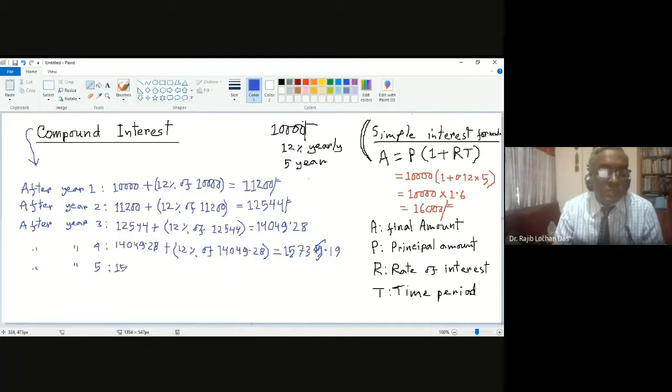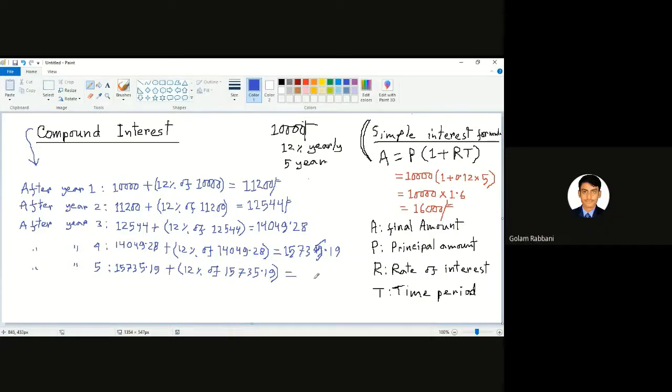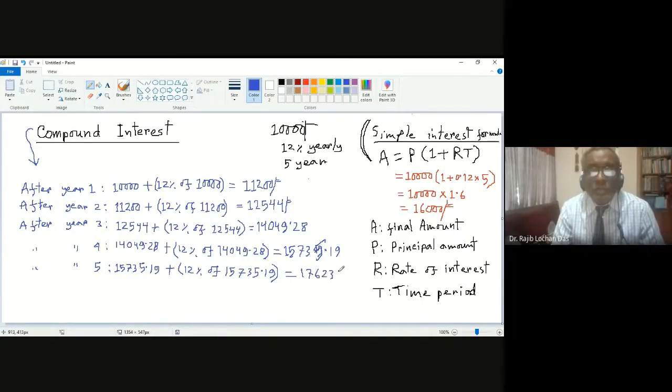So you do the same thing for the last 5 year. That is 15,735.19 plus 12% of 15,735.19 taka. So what will be the last amount? Sir, 17,623.41. So this is the final amount after 5 years if it is compound interest system.